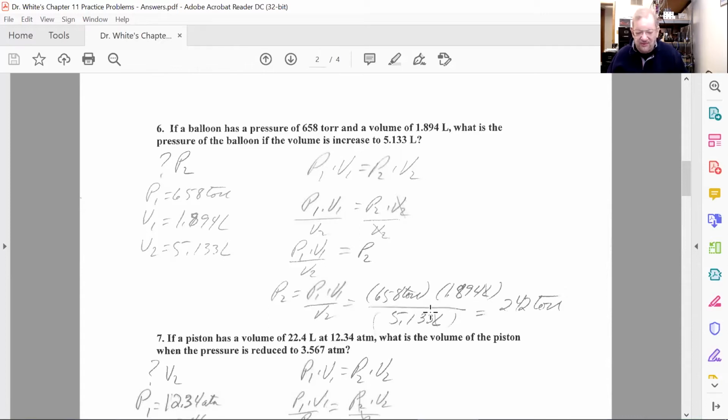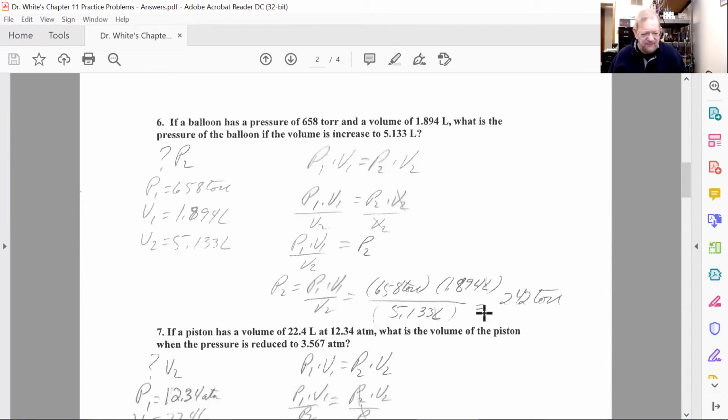Now, when you do multiplication or division, you get the same number of significant figures in your answer as the number you're multiplying or dividing that has the fewest significant figures: 3, 4, 4. 3 is the lowest, so that's my answer.